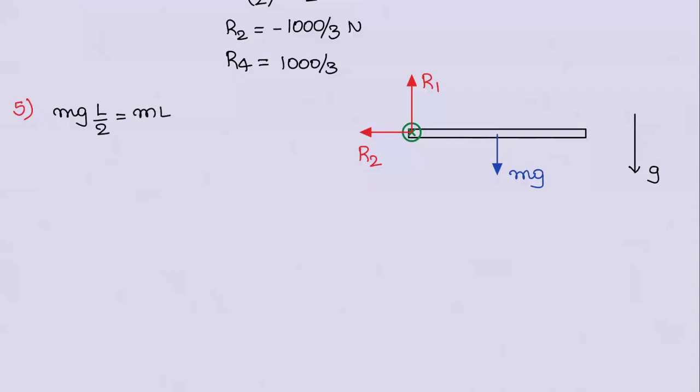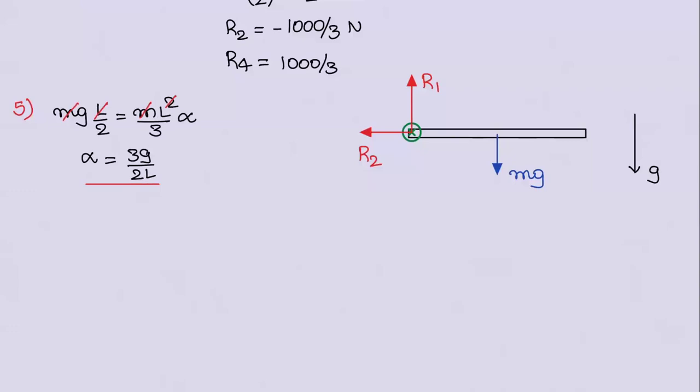I is ml square by 3. I hope that you know why 3. Okay. Parallel axis theorem. And m gets cancelled. We got alpha. Alpha is equal to 3g by 2L. Good? Got it? Fine. That's the first part.